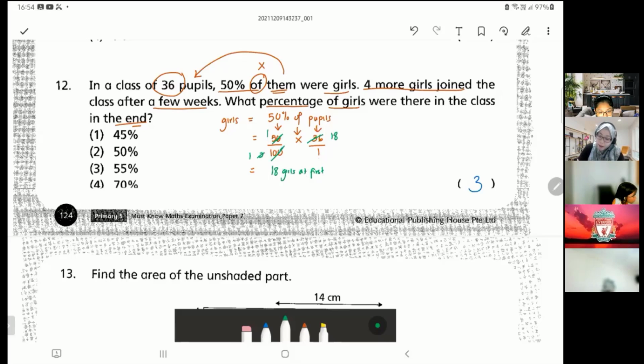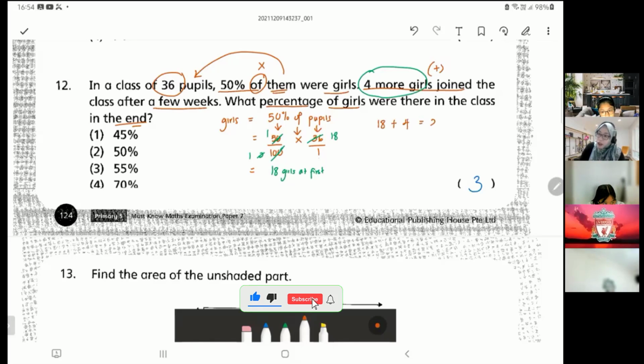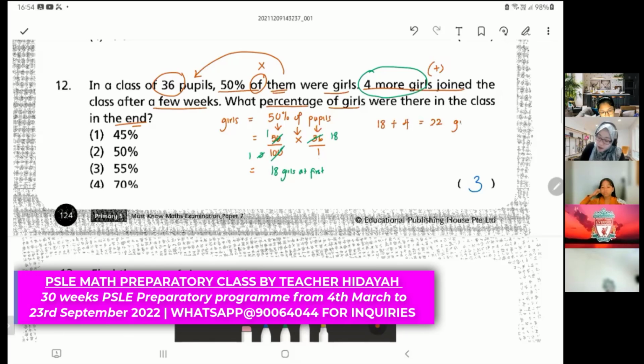Okay, then what happened? 4 more girls joined the class. When I say 4 more girls join the class, it means I have to add them in. They join the class after a few weeks. So now how many girls are there in the end? So I take 18 plus 4, I get 22. Okay, now this is my total girls.